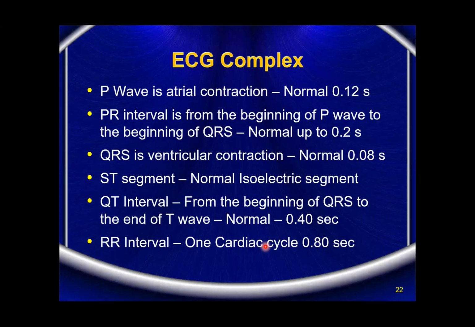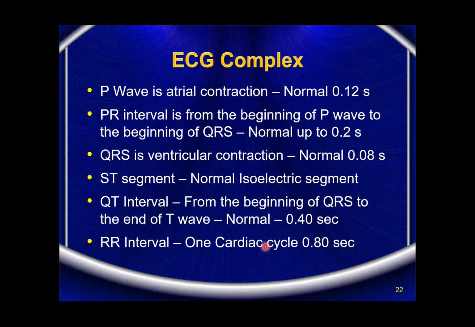Let us say the cardiac cycle is 0.6 because of tachycardia, with a heart rate of 100. In 60 seconds, 100 beats are occurring, so one cardiac cycle will be 0.6 seconds. Then what should the QT interval be? Not more than 0.3, because it is half of 0.6. So it depends upon the rate.